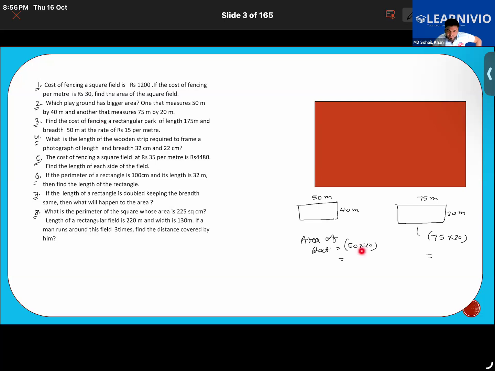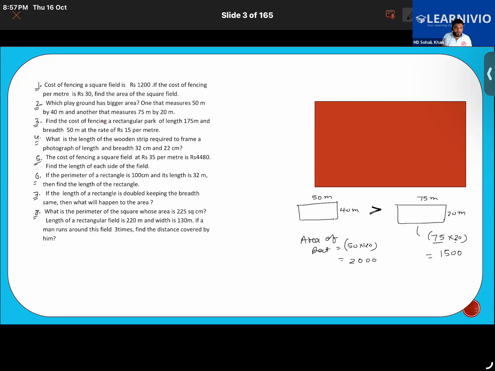You know how you can multiply it in short? We learned this in fifth grade. 5 multiplied by 4 and then add the remaining zeros. So it's 2000. And here you can simply multiply 75 by 2 and then put the remaining 0. 150, and put the 0 also. 1500. So clearly the first one has more area.